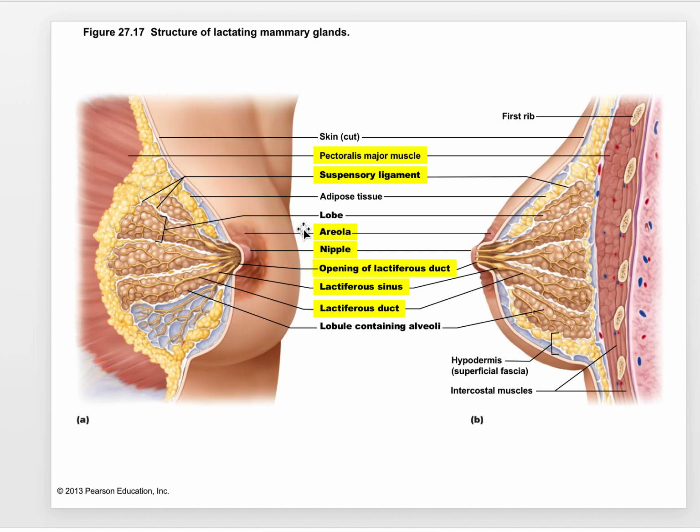Here's the areola, the nipple, the lactiferous duct, and the lactiferous sinus, which empties into the nipple.